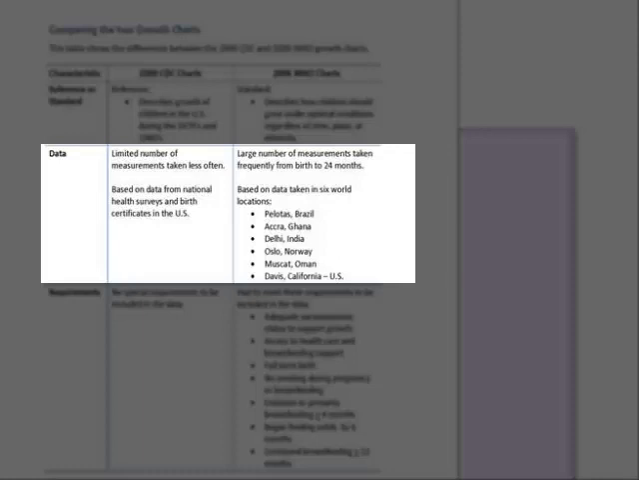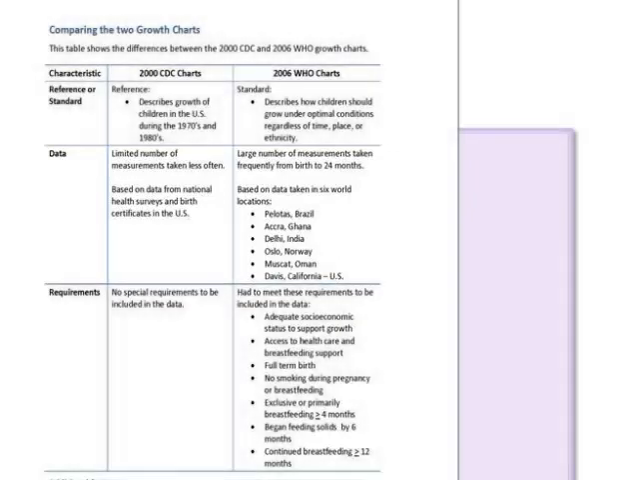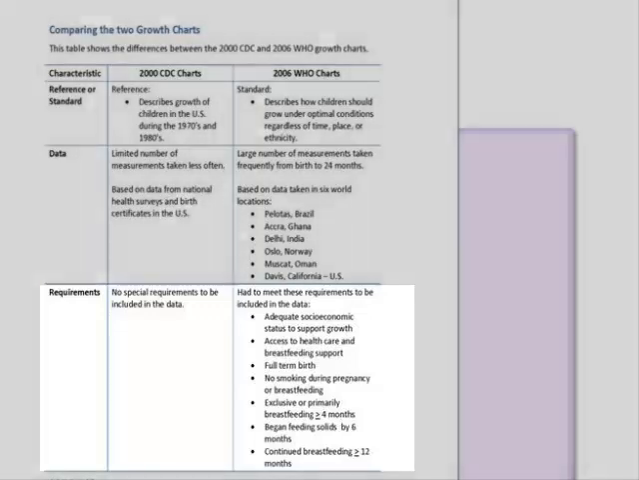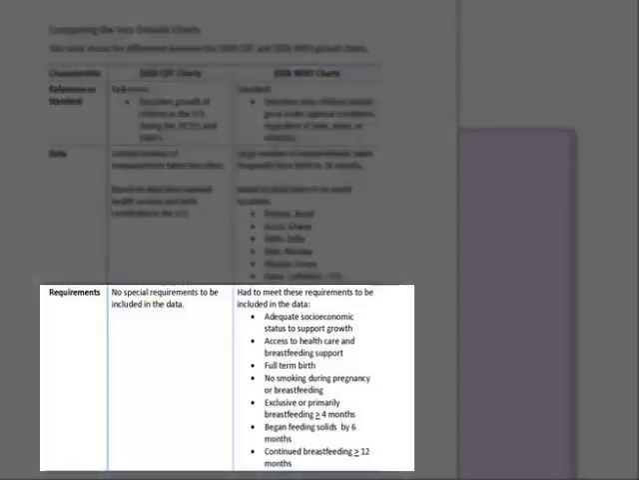The WHO charts are based on a large number of measurements taken frequently between birth and 24 months of age. The measurements were taken in countries all over the world, and they are listed here. We will see the measurements from these countries plotted together in a moment. Finally, let's look at the requirements to be included in the growth data.